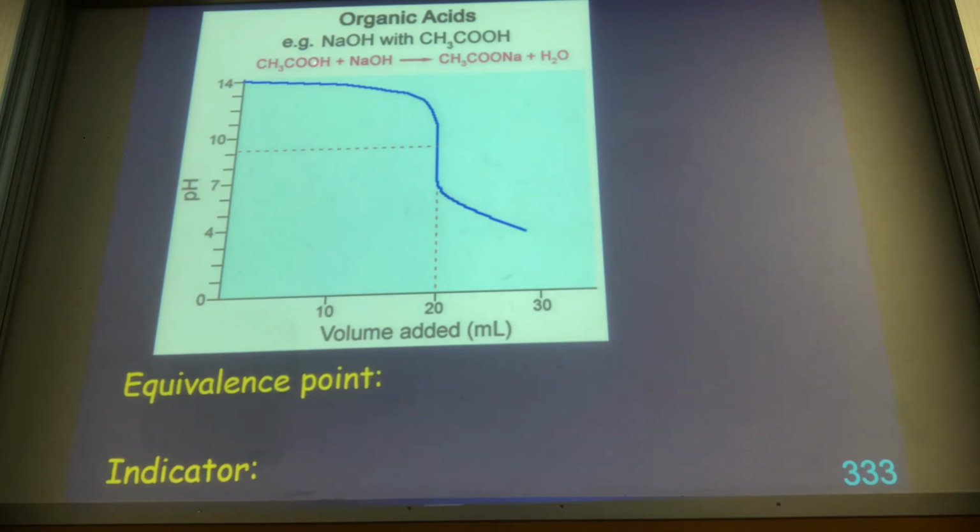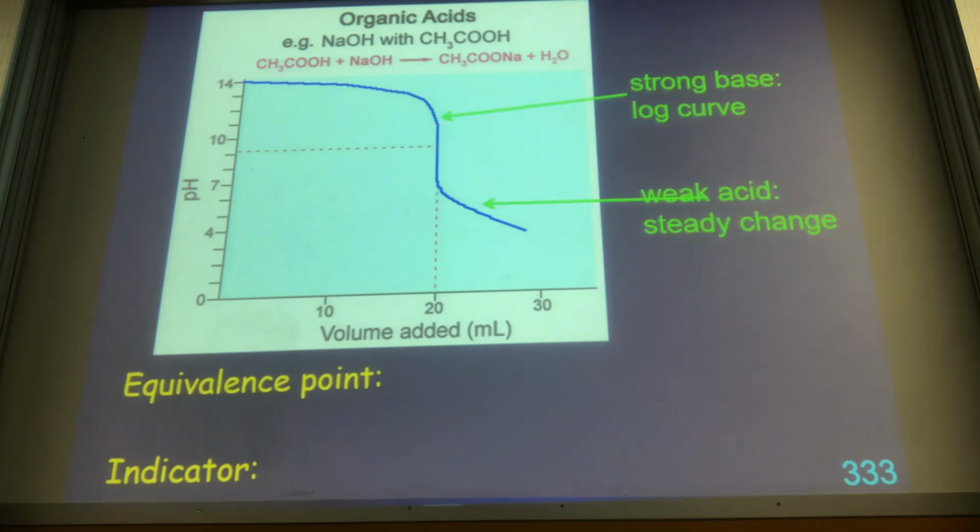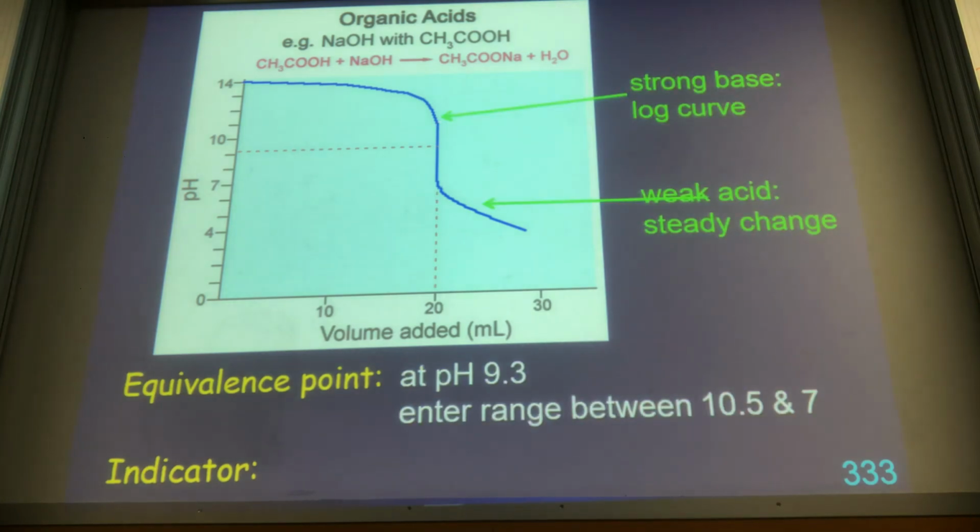Because the organic acid, its conjugate base is the ethanoate ion, which is going to be present at the equivalence point, it's a weak base, so it's going to increase the pH at the equivalence point. So that's going to be somewhere well above 7. And it's going to push the curve up. So we need to pick an indicator which starts changing colour at pH 10.5 and 7.